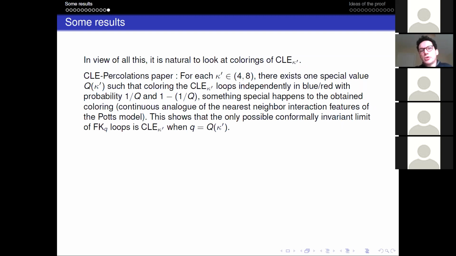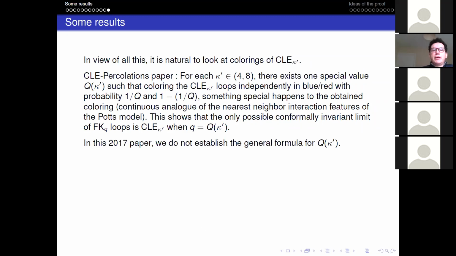So in particular, this shows that the only possible conformal invariant limit of FK loops is the CLE kappa prime for this particular value of Q, when Q is equal to capital Q of kappa prime. However, in this 2017 paper, we did not establish the general formula for Q over kappa prime. We just said, well, there is one.